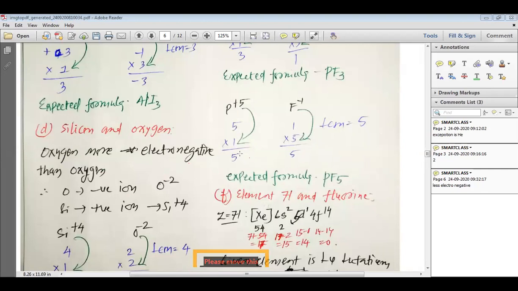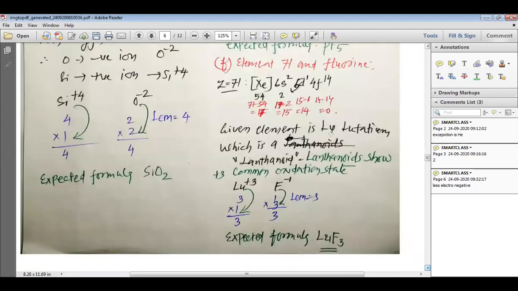So ultimately we need 1 phosphorus and 5 fluorine, and the expected formula should be PF5. Looking at the last question, element 71 and fluorine.